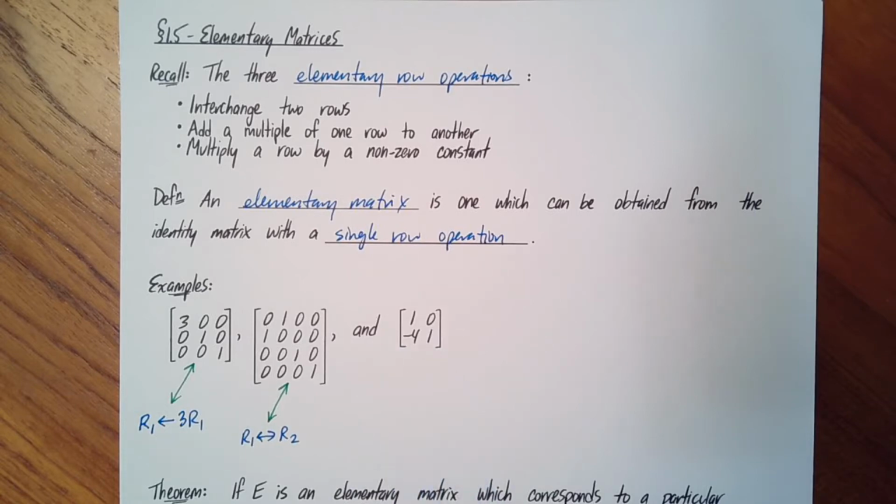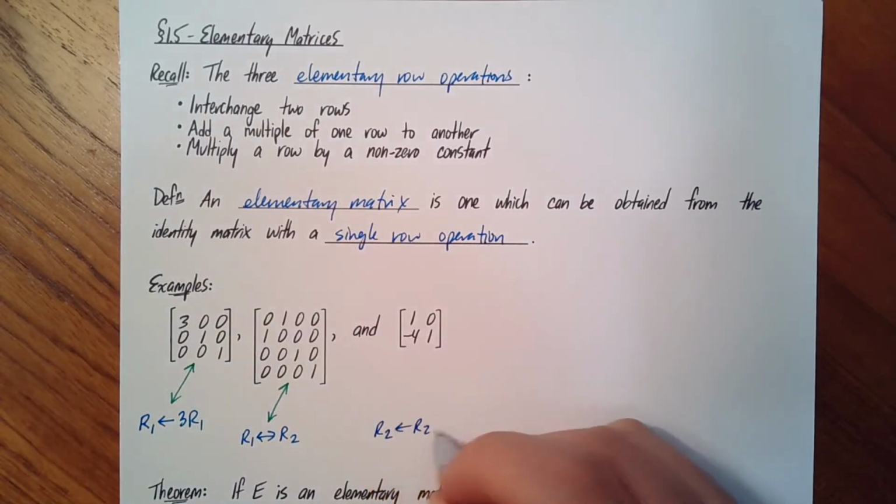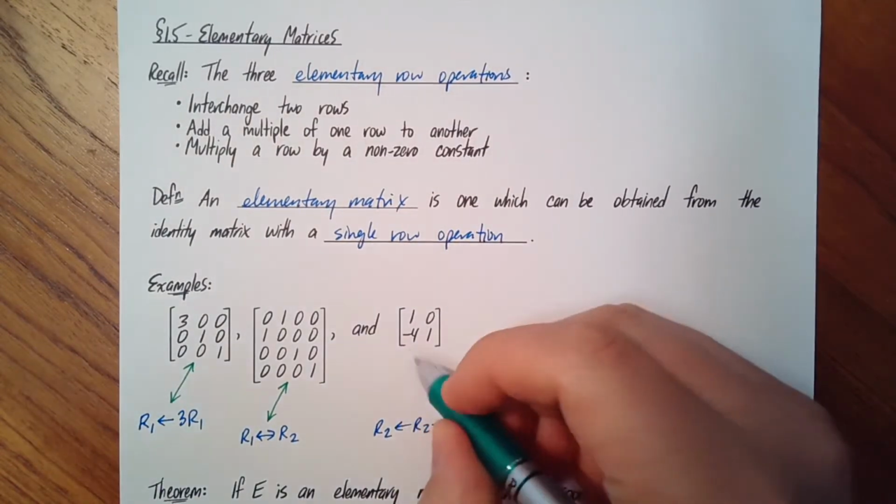How could we get this from the 2 by 2 identity? Well, if you subtract the first row from the second row 4 times, that would do it, right? If I started with the 2 by 2 identity matrix and I did the operation row 2 is replaced with row 2 minus 4 row 1, then I would get exactly this matrix.